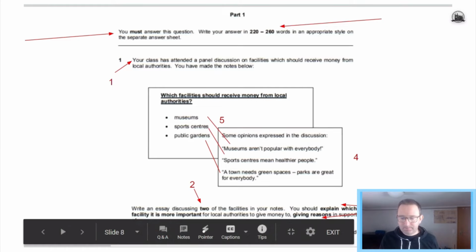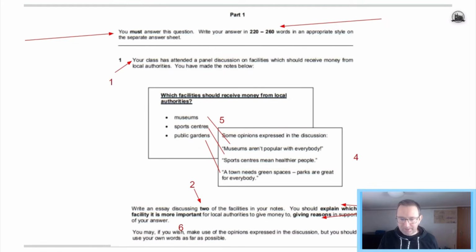It says, write an essay discussing 2 of the facilities in your notes. You should explain which facility it is more important for local authorities to give money to, giving reasons in support of your answer. You may, if you wish, make use of the opinions expressed in the discussion, but you should use your own words as far as possible.